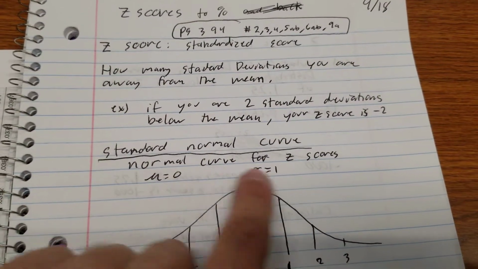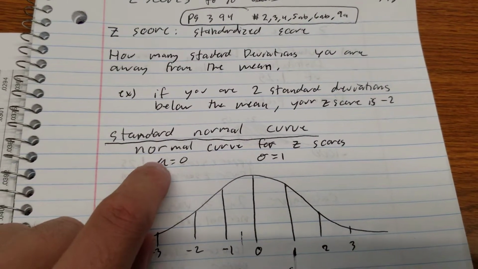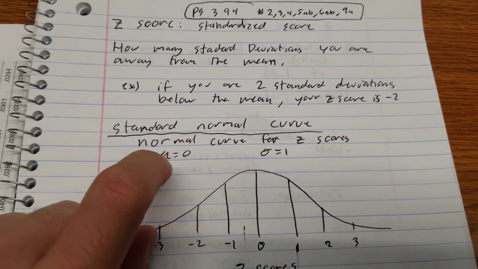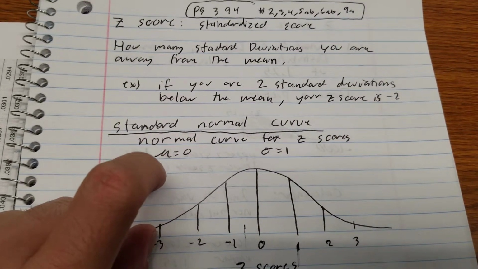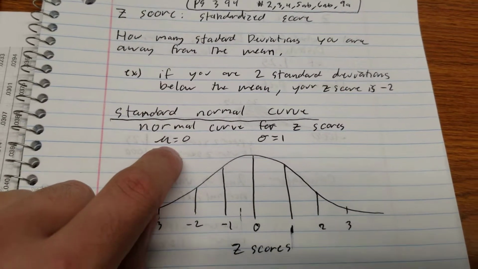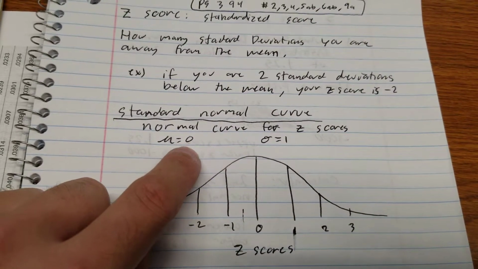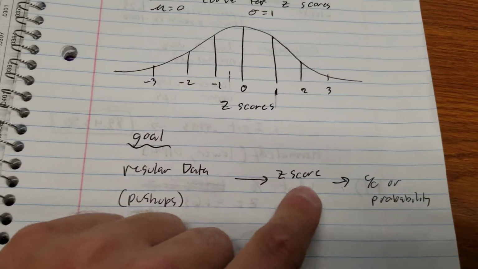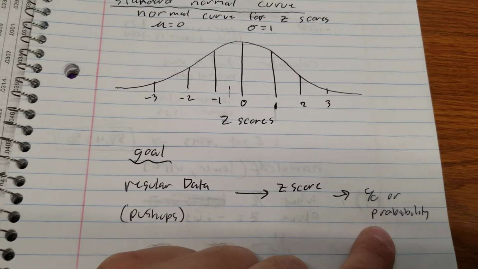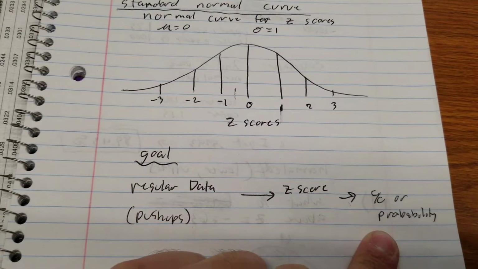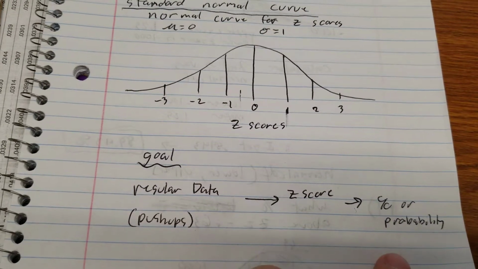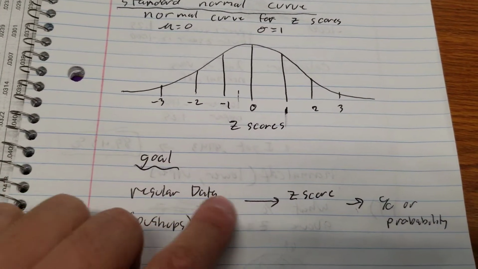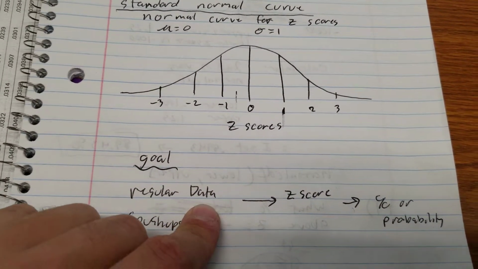The standard normal curve is what we end up changing everything to in order to solve problems. You basically take real data like the push-ups in class and change it into a z-score. So our goals: we take regular data, change it into a z-score, and then change it into a percent or probability with the calculator. I'll teach you this later, probably tomorrow or the next day, but the calculator stuff is what's important for now.